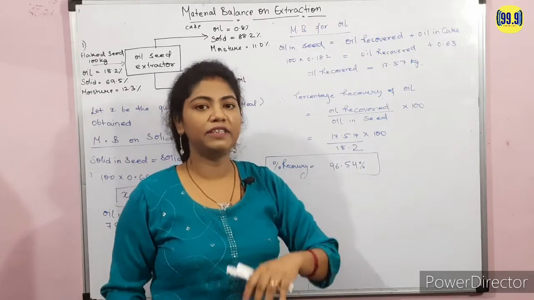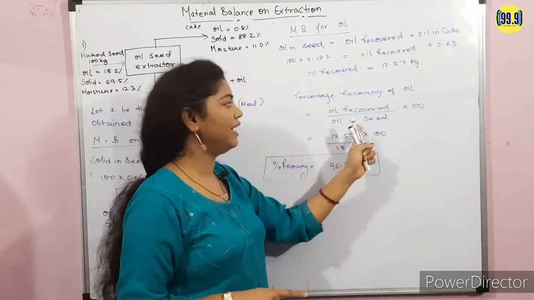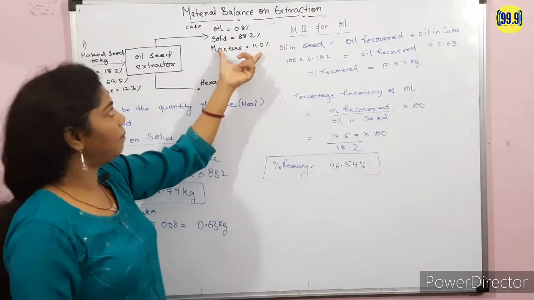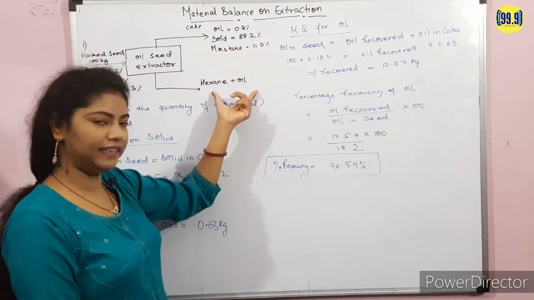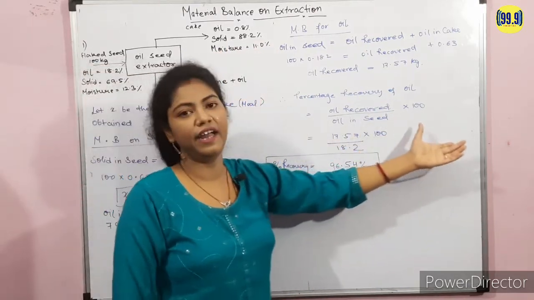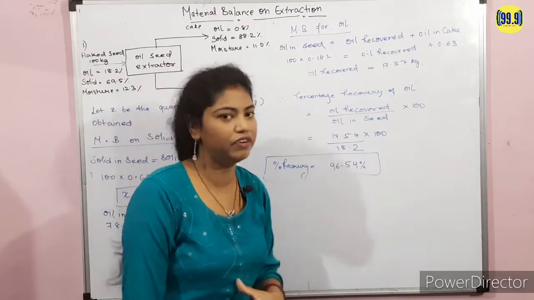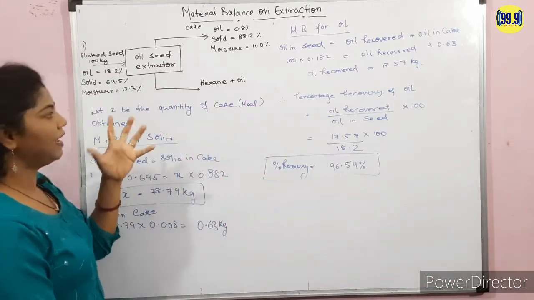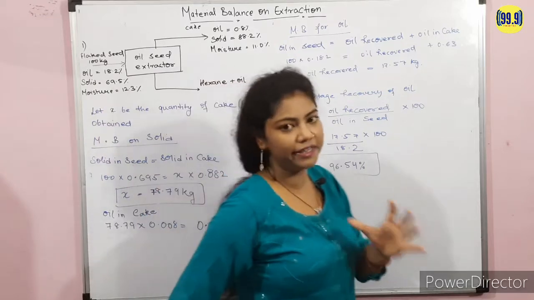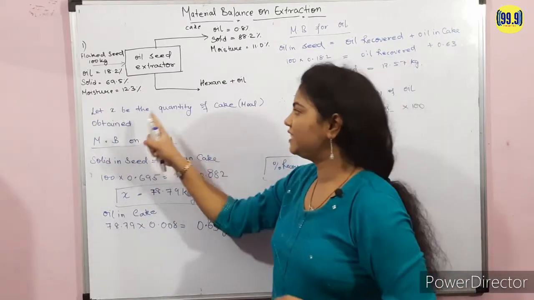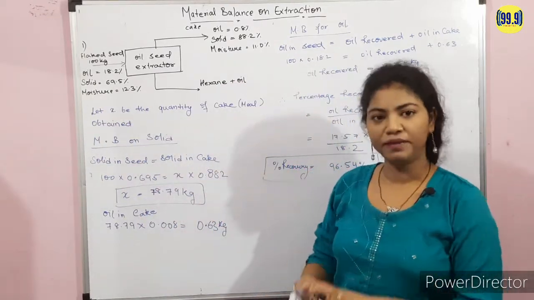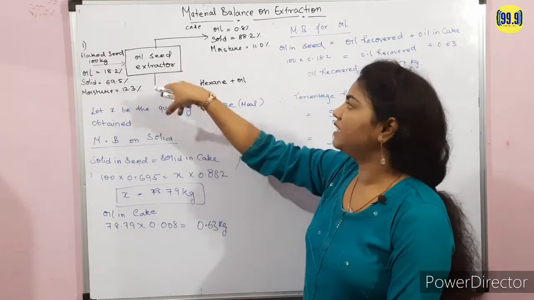तो उससे पहले हमें सॉलिड सीड में ऑयल, सीड्स में जो यहाँ पे ऑयल कितना प्रेजेंट है और यहाँ कितना ऑयल मिला, उसको डिवाइड करेंगे, इनटू 100 करेंगे, तो परसेंटेज रिकवरी निकल जाएगी. ठीक है, तो सबसे पहले हम एज्यूम कर लेते हैं, what we have to assume that let x be the quantity of the cake obtained from the extractor.